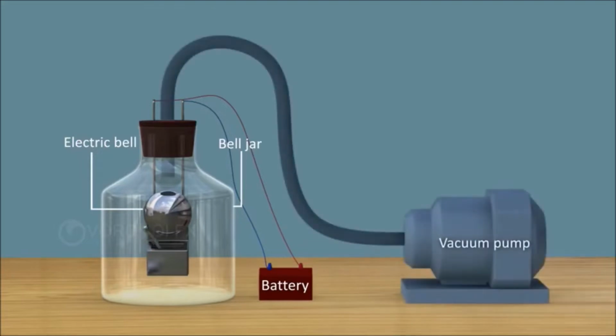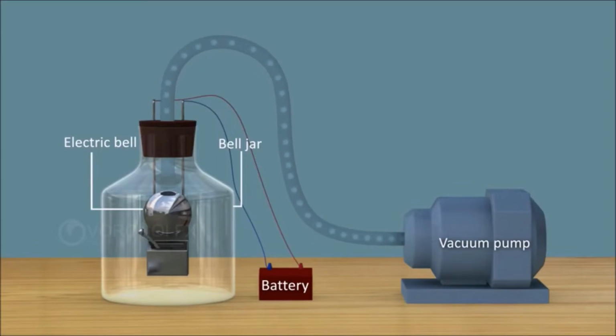The bell jar is connected to a vacuum pump as shown. Now, start to pump the air out of the jar gradually. You will hear the sound becoming fainter, although the same current is passing to the electric bell.